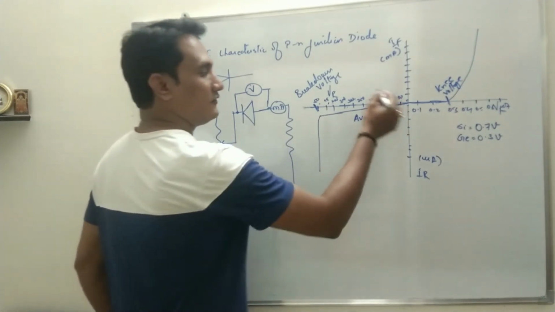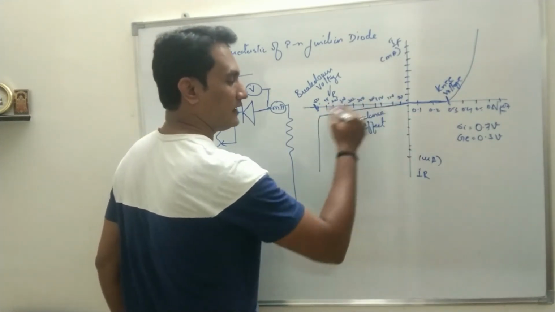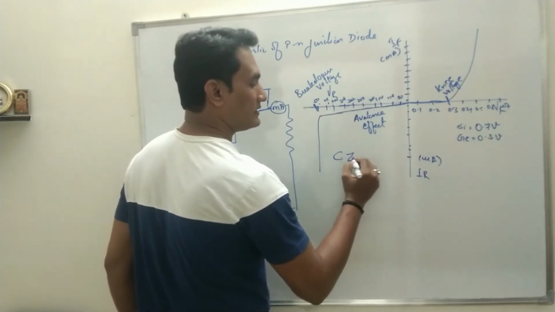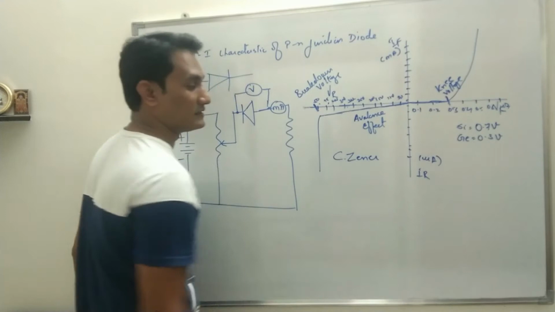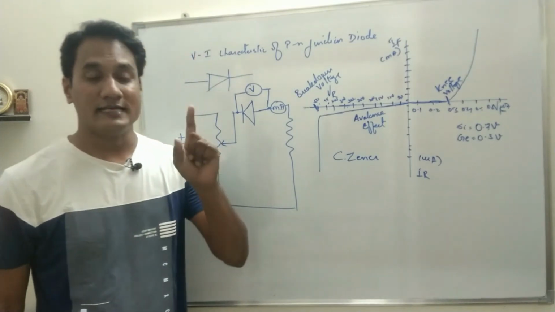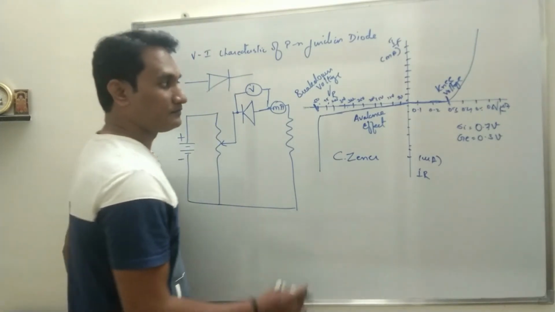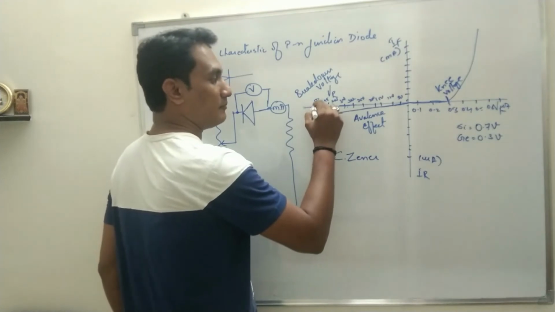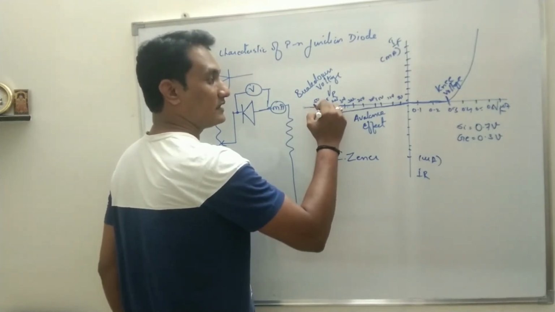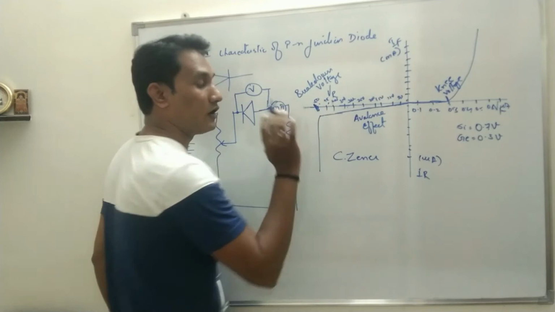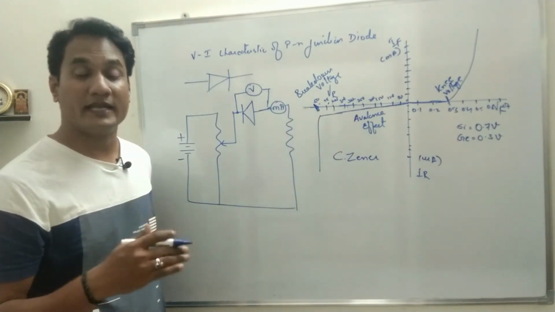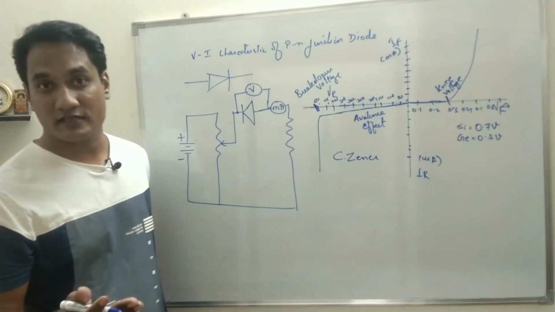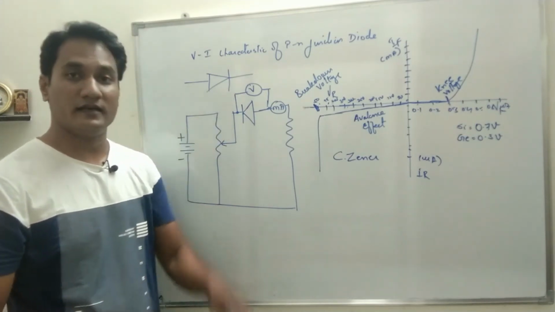This reverse bias effect was studied by a scientist called C. Zener. He was a US based scientist, and what he found out is that the breakdown voltage which occurs at around 50 volt for an ordinary diode can be manipulated. That means the breakdown can occur at an early stage or at a later stage.